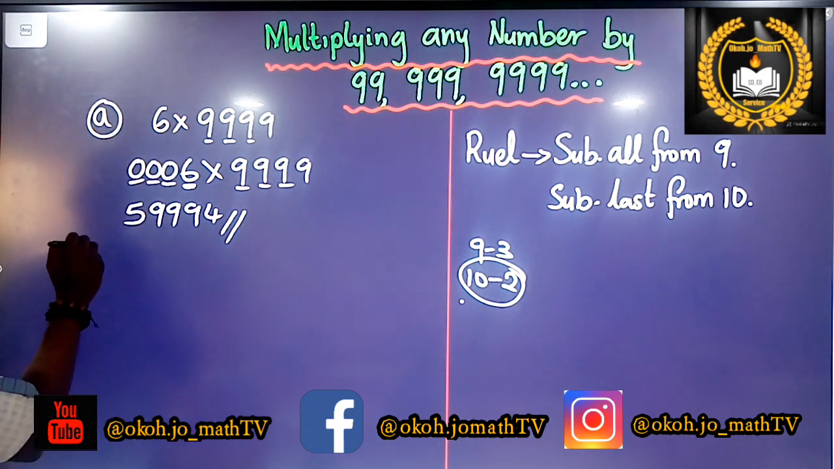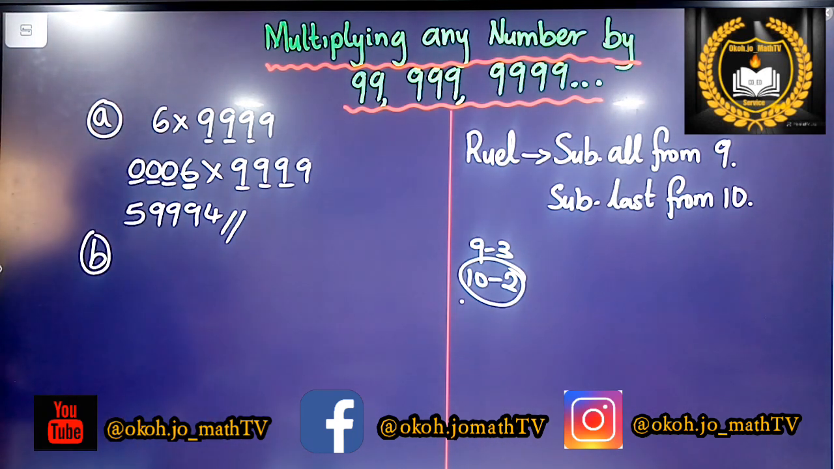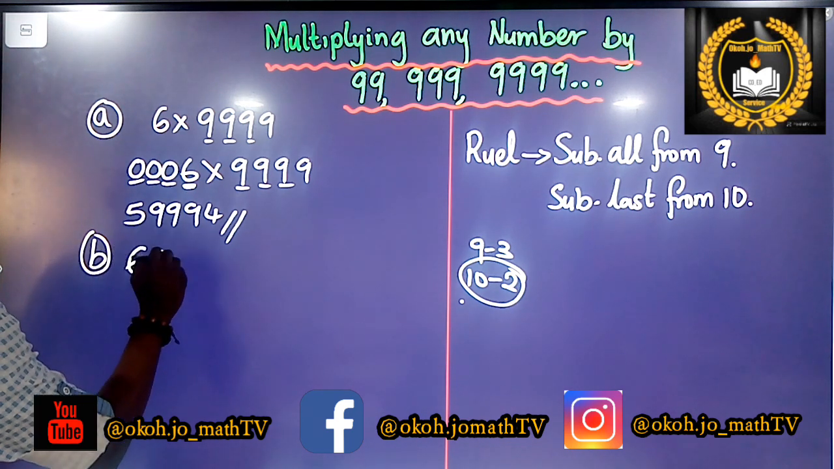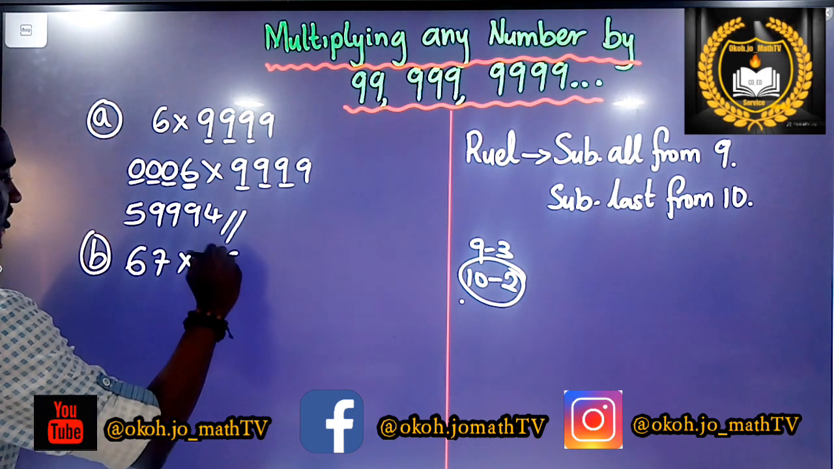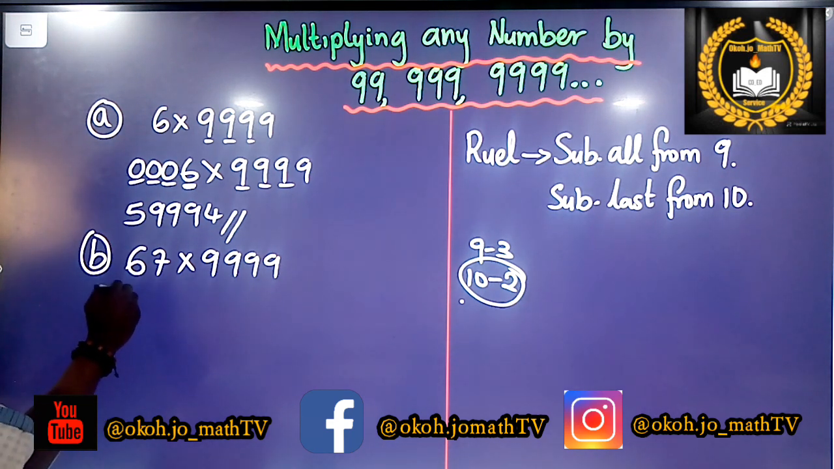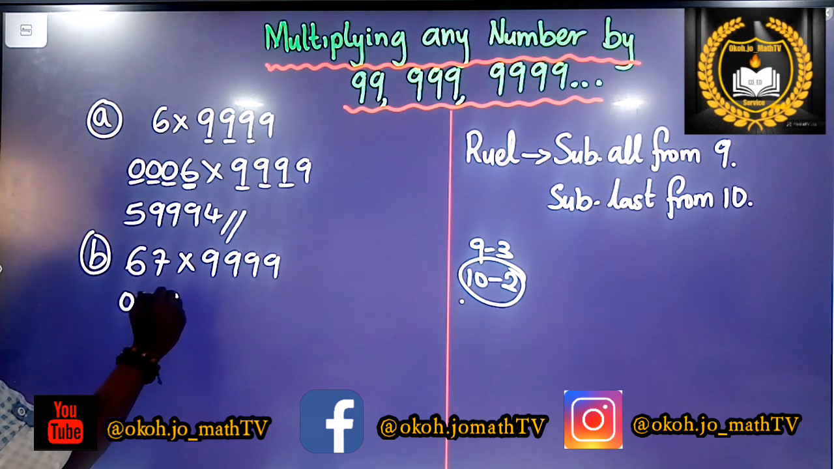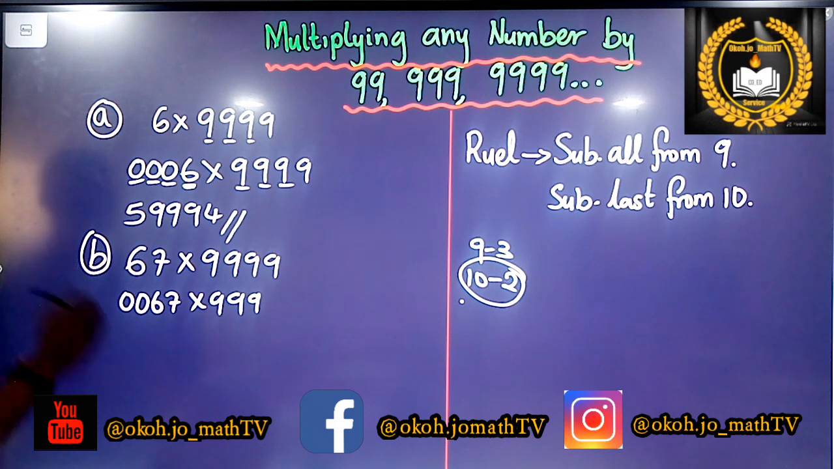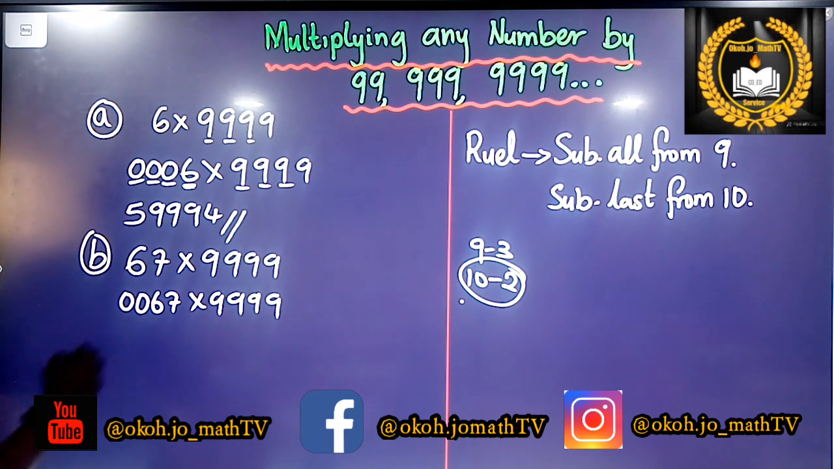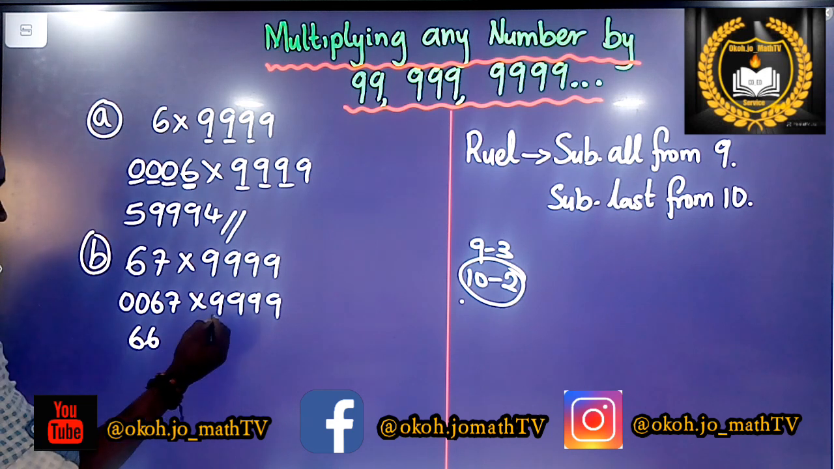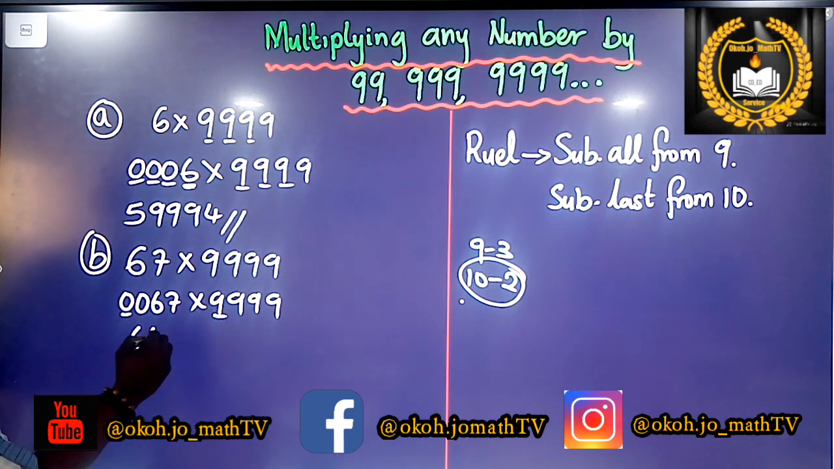So let's progress to 2-digit number multiplying again 9,999. Let's say 67 times 9,999. So I should balance it up with two zeros. 0067 times 9,999. Is that okay? First thing we should do, take away 1 from 67. So you have 66. The second thing you should do is take away 0 from 9. 9 minus 0 is 9.